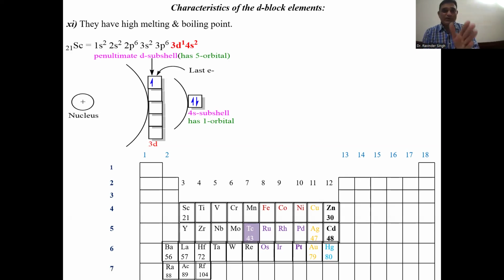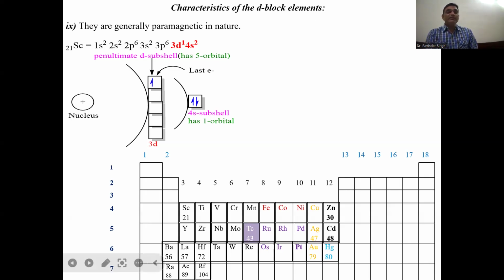You just have to see here. The configuration of scandium +1 is 3d1 4s1. For scandium +2, remove two electrons from the valence 4s, and the configuration is 3d1 4s0. So you have to observe like that, and then give your response in your examination.